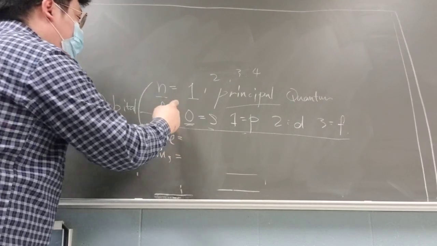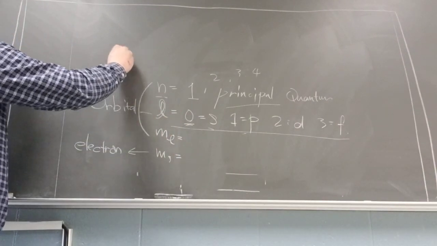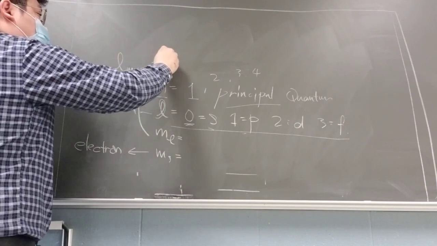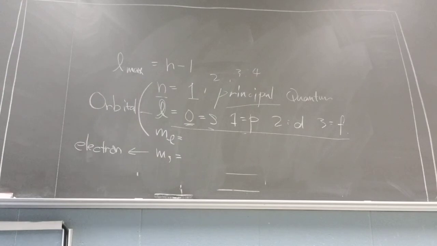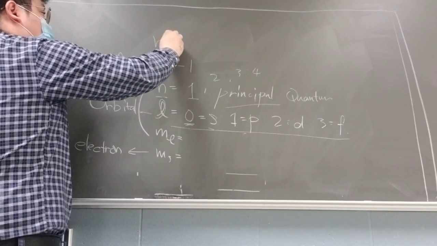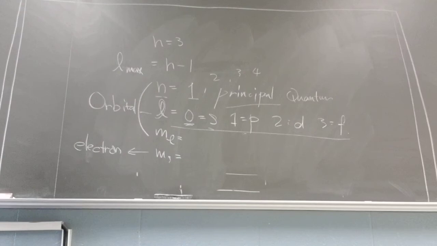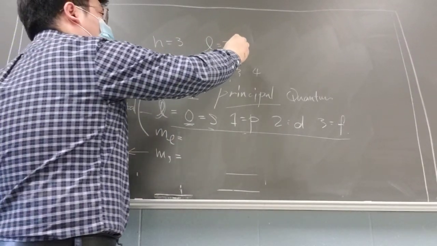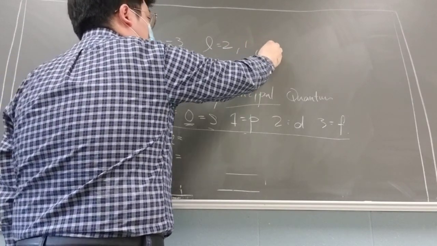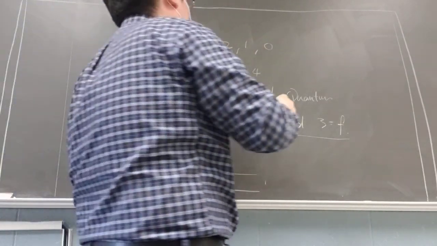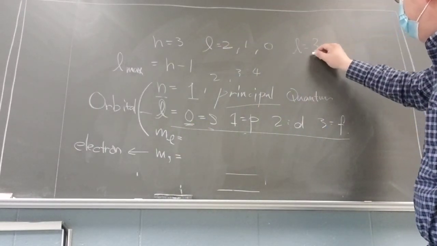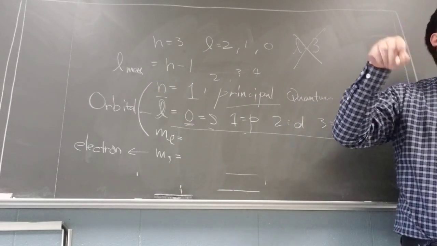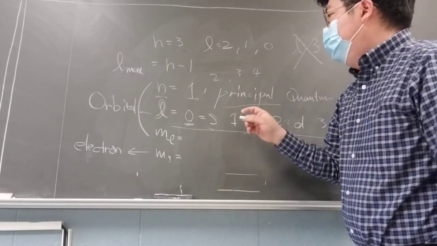So here's one thing I want to tell you: L max, the maximum number you can have for L, is n minus 1. So if you have n equal to 3, the maximum number you can have for L is 2. That means you can also have 1 or 0 as well. But you cannot have an F orbital if n is 3, because the max number for L should be n minus 1. So this is another thing.